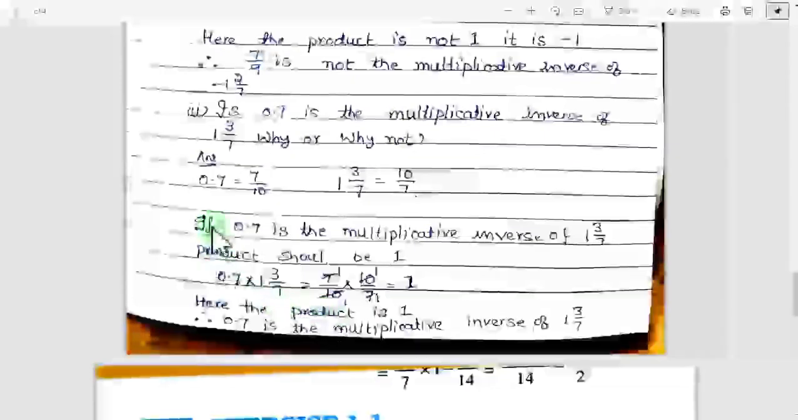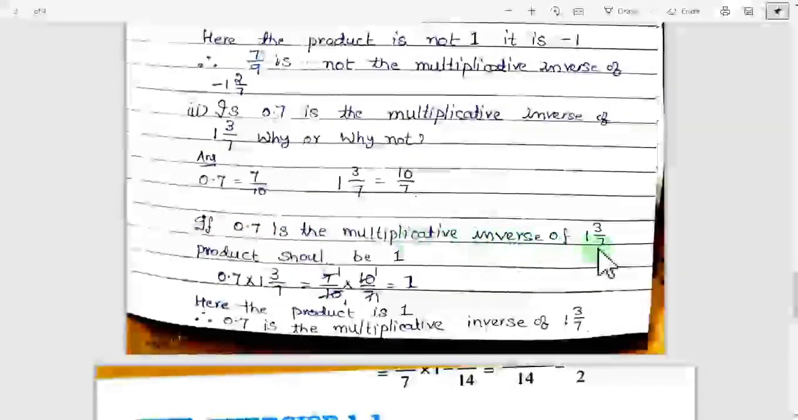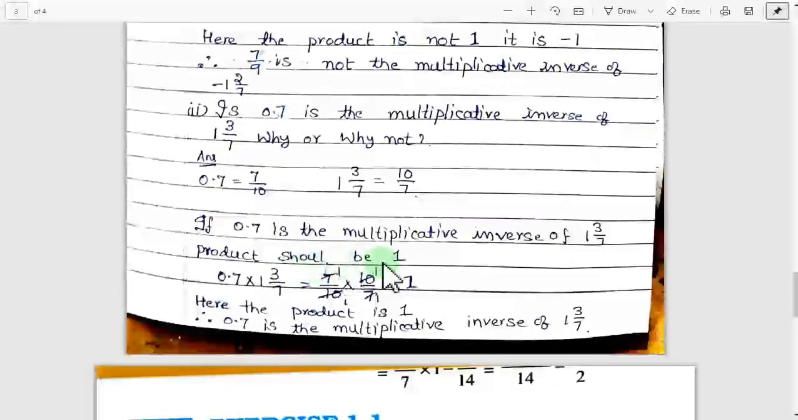Now if 0.7 is the multiplicative inverse of 1 3 by 7, the product should be 1. So we will multiply 0.7 into 1 3 by 7. The fractional form of 0.7 is 7 by 10, into the improper fraction 10 by 7. If you simplify this, 10 ones are 10, 10 ones are 10, 7 ones are 7, 7 ones are 7, 1 into 1 is 1, divided by 1, so 1.